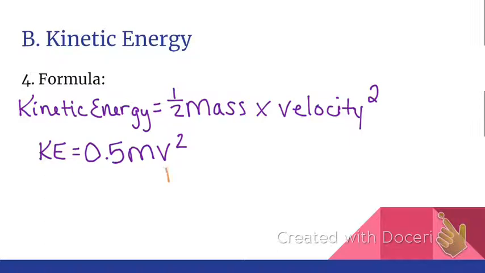So velocity we've worked with. Velocity we measure in meters per second. We used mass last unit, especially in our weight equation, and we measured that in kilograms. So when you multiply it out and factor in that squared, we get a kilogram meter squared per second squared, which is a joule.